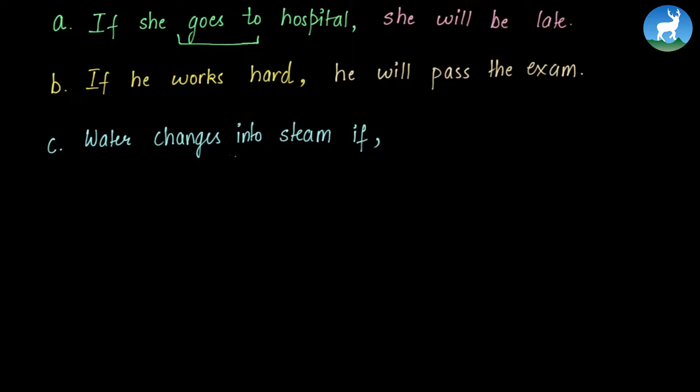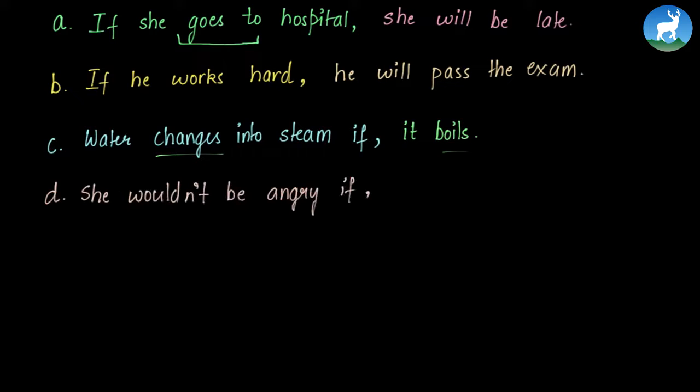Next we have water changes into steam if. So this is going to be in a zero condition. That is, this is a universal fact or a scientific fact. So water changes into steam if, now remember for zero condition we always use present tense. If water changes into steam, it boils. So this completes the sentence. And remember, both changes and boils are in the present form.